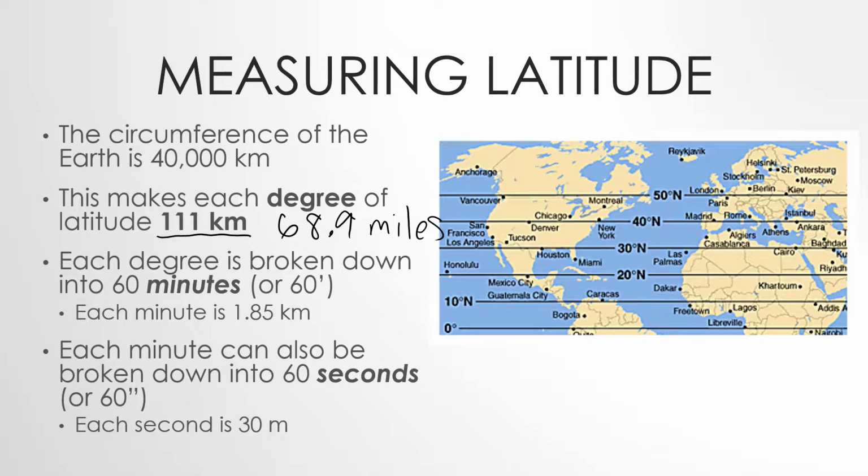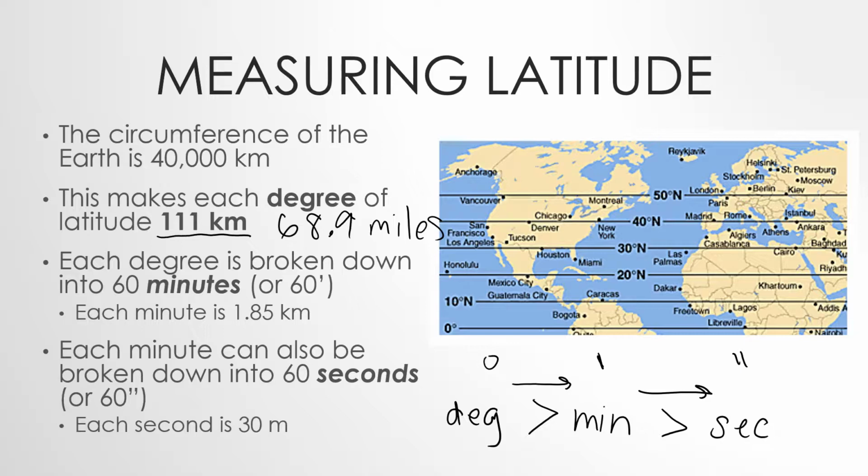Now, we can even break this down further because that's a pretty big distance. That can cover a lot of area. So we can break down a degree into a minute. And a minute is about 1.8 kilometers, or a little less than a mile. Now, each minute can also be broken down into what we call seconds. So you have degrees, which are the largest, and they get broken down into minutes, and minutes get broken down into seconds. And these are just ways that we can measure distance and give very, very precise points. So each second is about 30 meters. So that's about 30 yards.